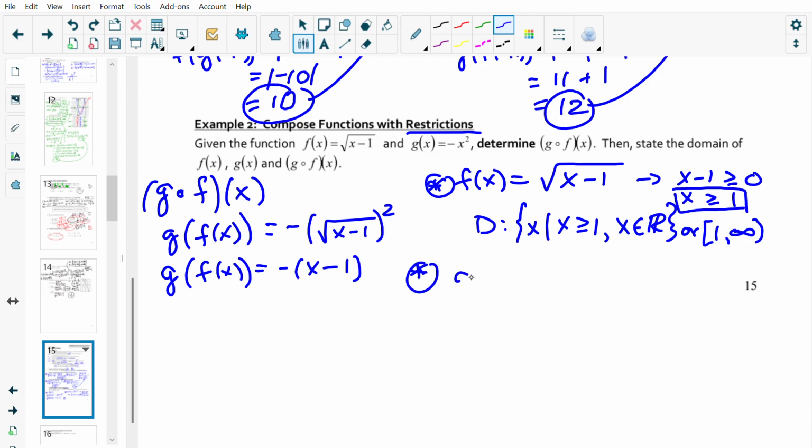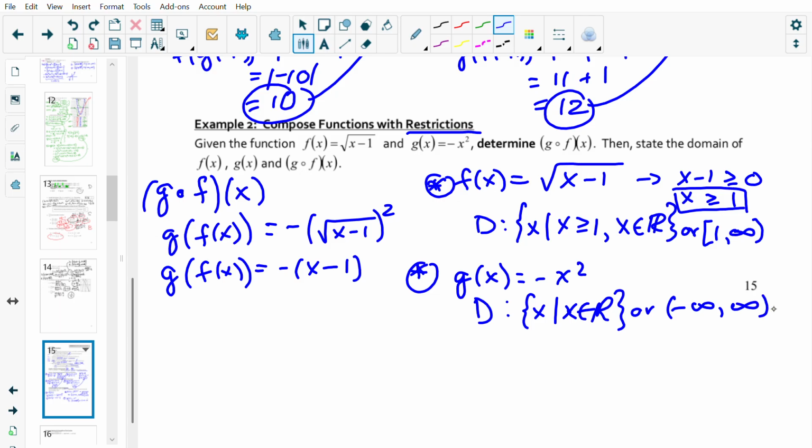Next one, g of x equals negative x squared. The domain is all real numbers for x. So we're thinking about a downward facing parabola, or in interval notation, there you go.